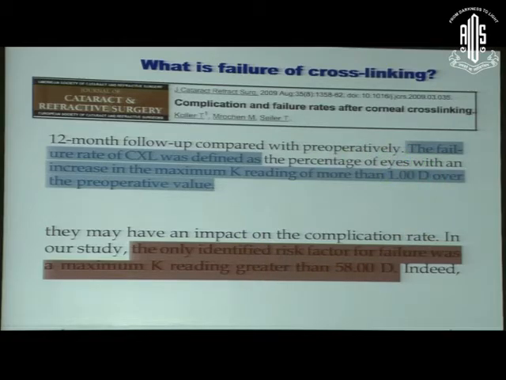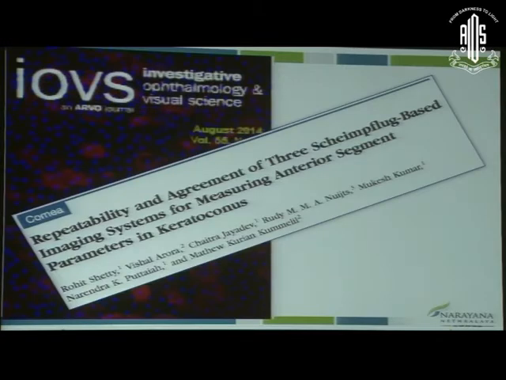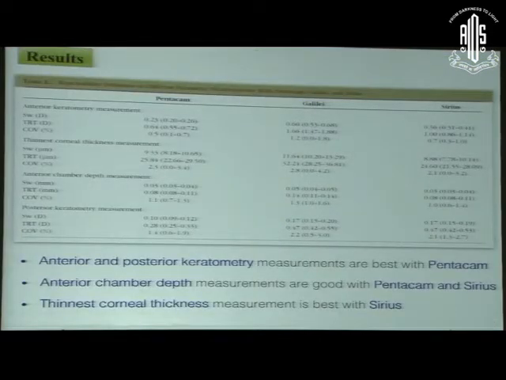So what do we do? Can we do a repeat cross-linking? You can, but probably wait for at least 2 or 3 years before you define it as a failure, because keratocytes take close to a year to repopulate. If you're killing them again, it has to go back to zero and start repopulating. So that's one of the challenges for this.